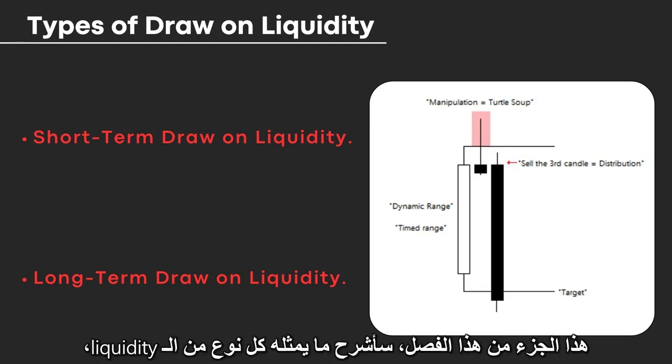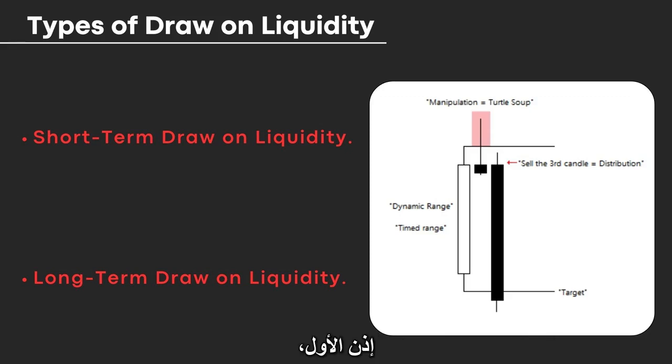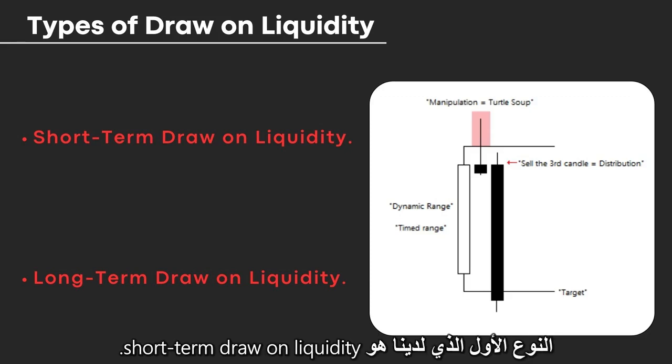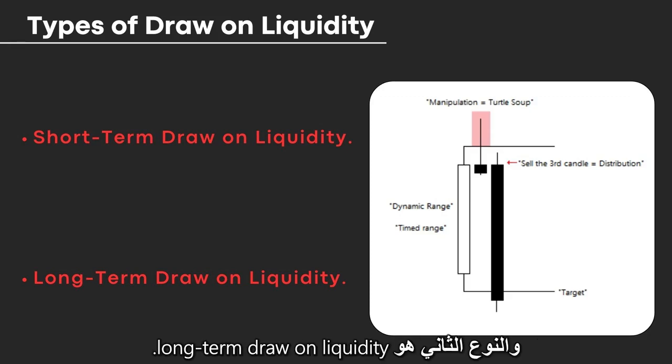And in this part of this chapter, I'll explain what each type of drawn liquidity stands for, what their core differences are, and what purpose each one serves, right? So the first type we've got is short-term drawn liquidity, right? And the second type is the long-term drawn liquidity.